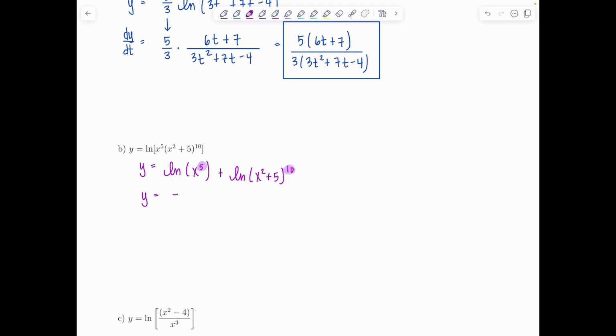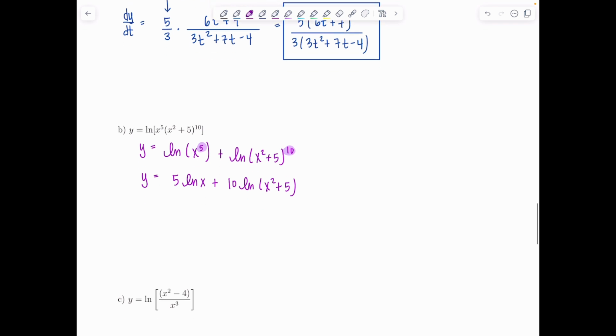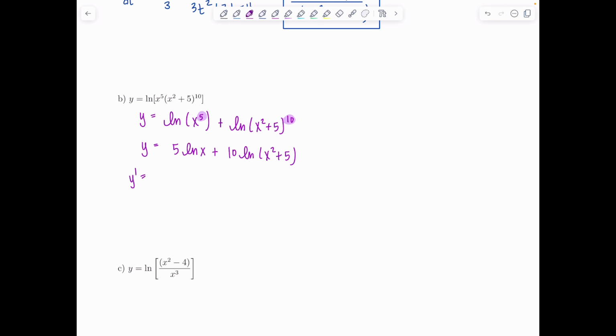So I could write this as y equals 5 ln of x plus 10 ln of x squared plus 5. Now it's as expanded as possible, so we can go ahead and take the derivative. So y prime is going to be 5 times the derivative of ln of x, which is just 1 over x, plus 10 times, and then let's use our little shortcut here. The derivative of ln something is 1 over the something, and then by the chain rule, the derivative of the something goes in the numerator, which is going to be 2x.